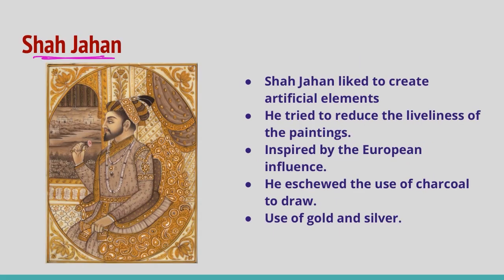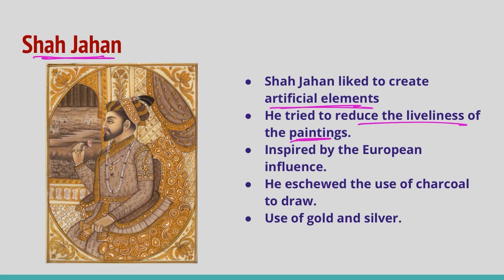Shah Jahan. The tenor of Mughal paintings changed rapidly in the period of Shah Jahan. Unlike his father and grandfather, who liked naturalist paintings, Shah Jahan liked to create artificial elements in his paintings. It is said that he tried to reduce the liveliness of the paintings and bring an unnatural stillness, as he was inspired by European influence.